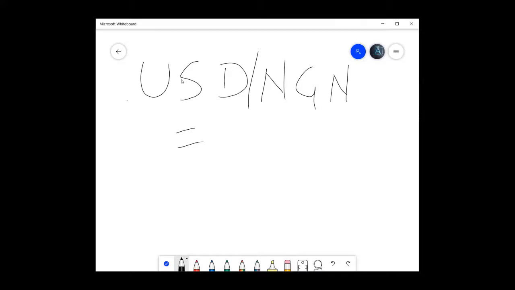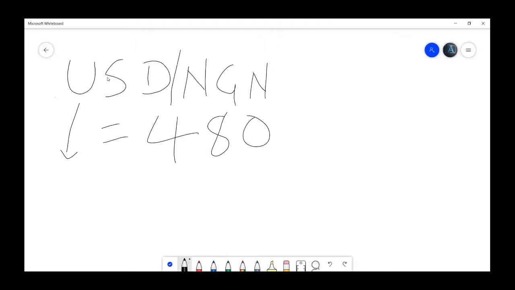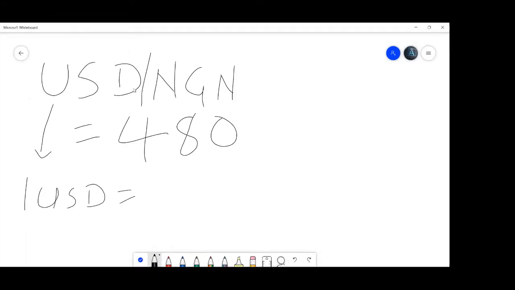So USD NGN equals 480. What does this mean? This means 1 USD, of course we know USD is dollar, equals 480 Naira, I beg your pardon. Do we understand that? 1 USD equals 480 Naira.